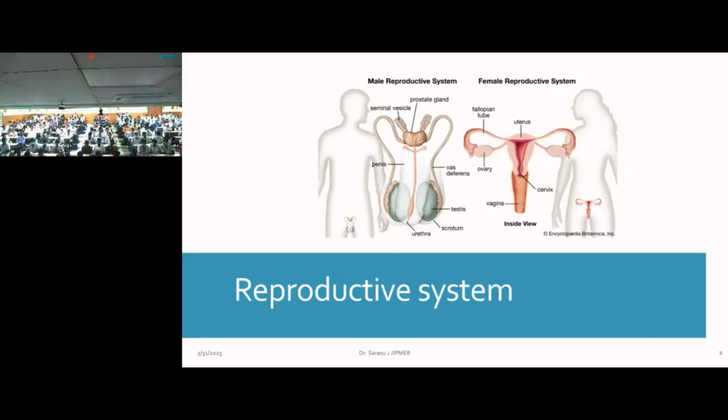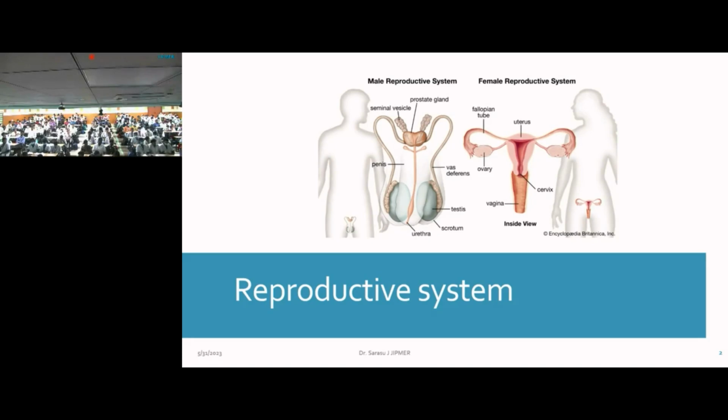The reproductive system is just two, right? One is in the male and another is in the female. Now, we have studied that these are totally two different types, right? You see, male and female, different components are there, right?